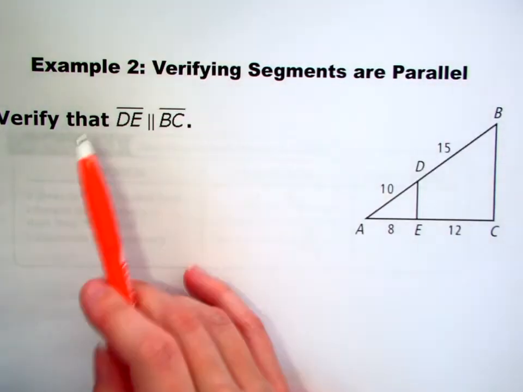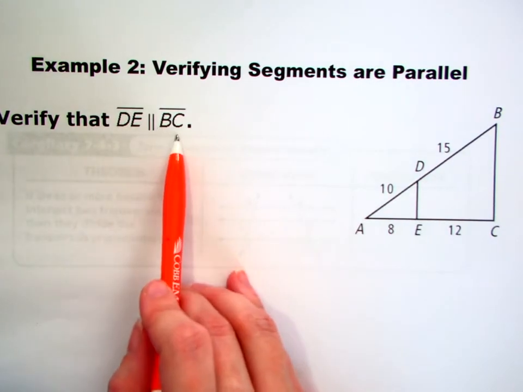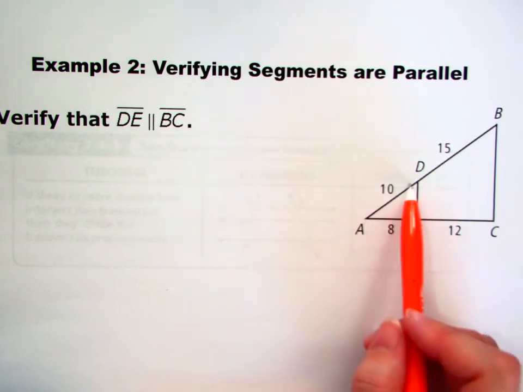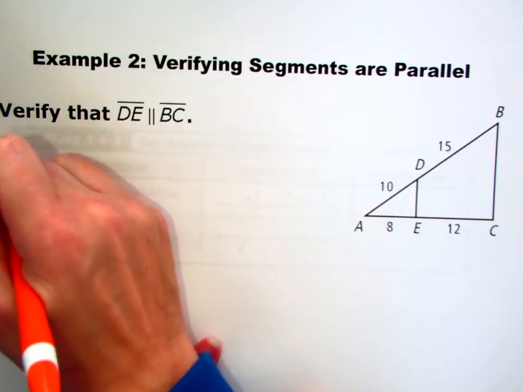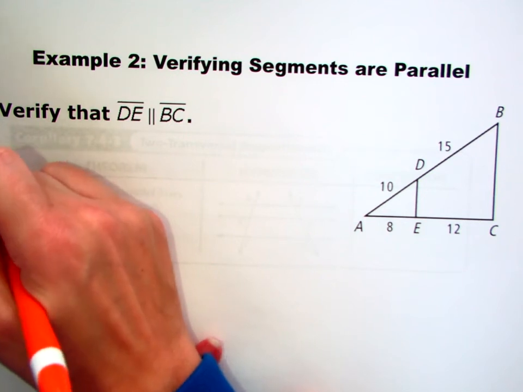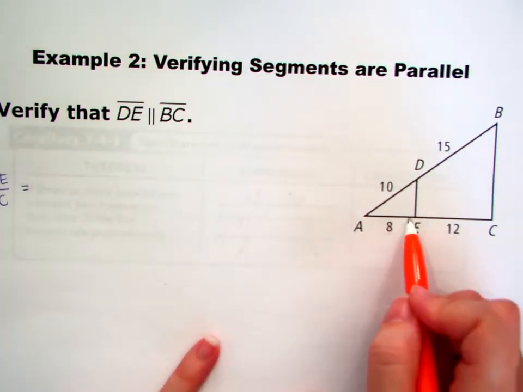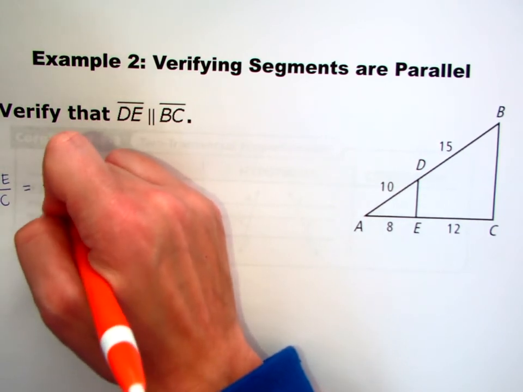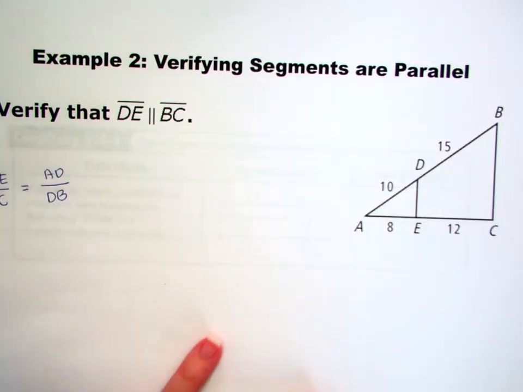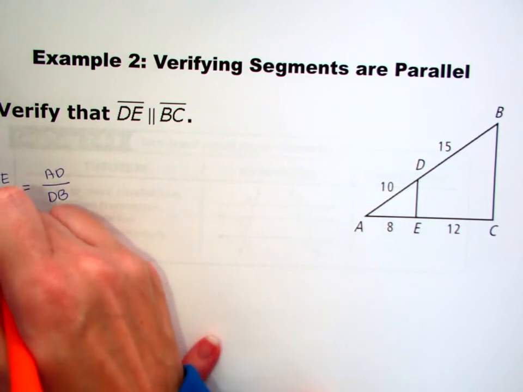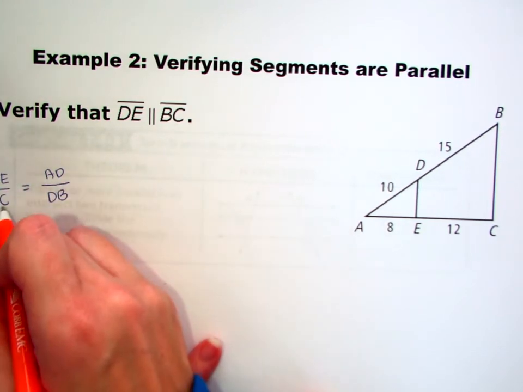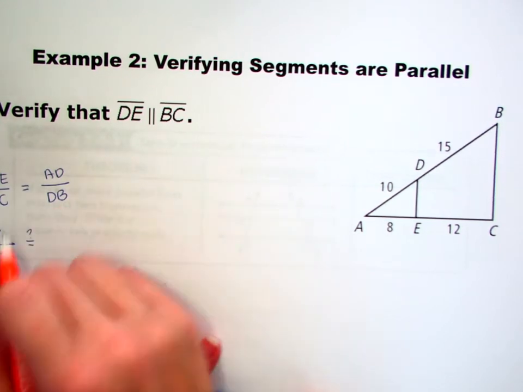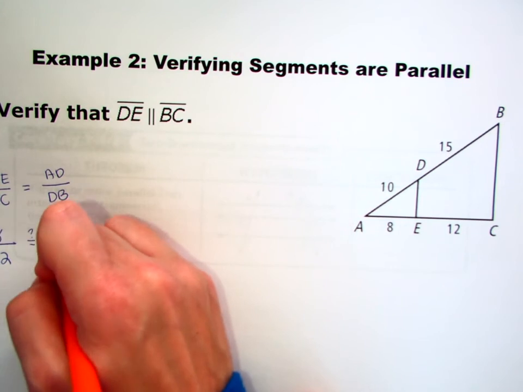It says to verify that DE is parallel to BC, which means we want to show that the proportional sides will match up here. So what we want to show is that AE over EC, so from this triangle, is going to equal AB over DB on this triangle to show that these two sides will line up. What's the value of AE? 8. And what's the value of EC? 12. And we want to know if that's going to equal AB, which is 10, over 15.